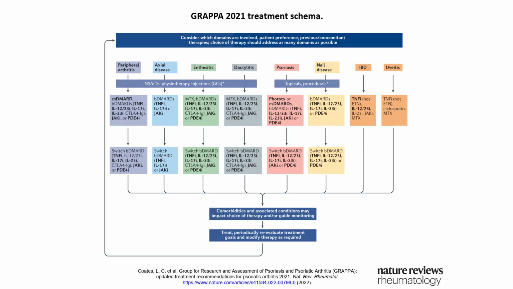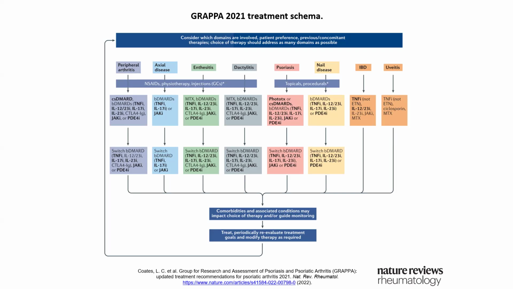Here are the GRAPPA treatment guidelines. GRAPPA stands for Group for Research and Assessment of Psoriasis and Psoriatic Arthritis. It's an association of about 1,000 people that are either rheumatologists or dermatologists spread all over the world. Some of them doing research and education, all of them taking care of patients, and have a special interest in psoriatic arthritis. And we come out with these treatment guidelines periodically.